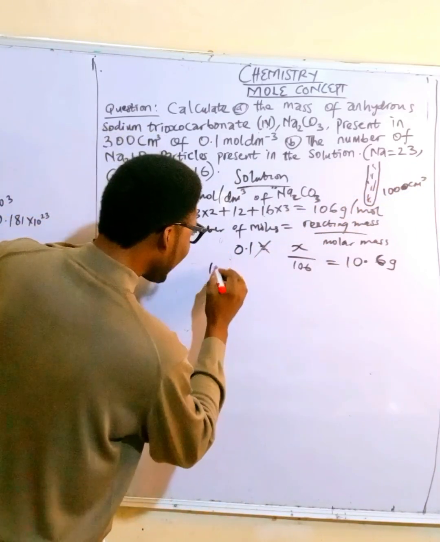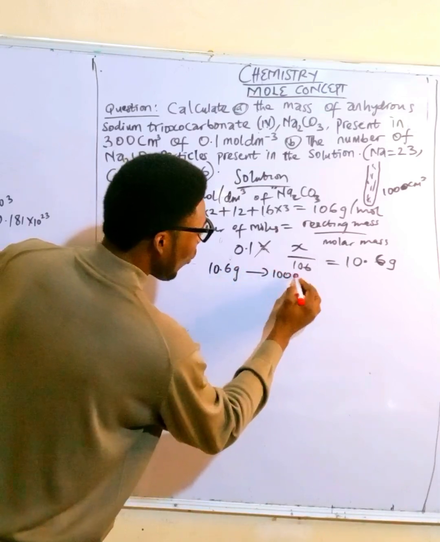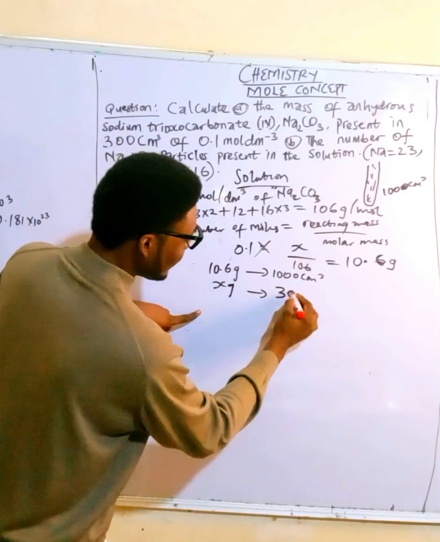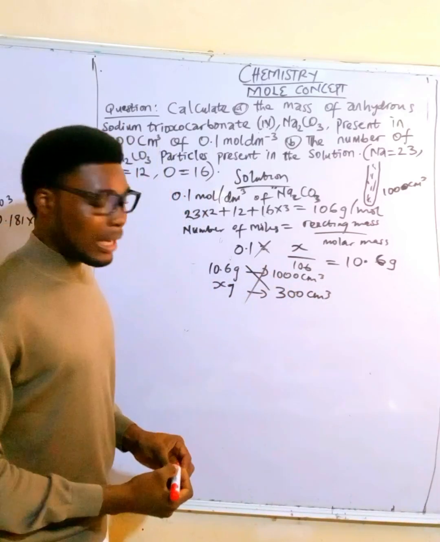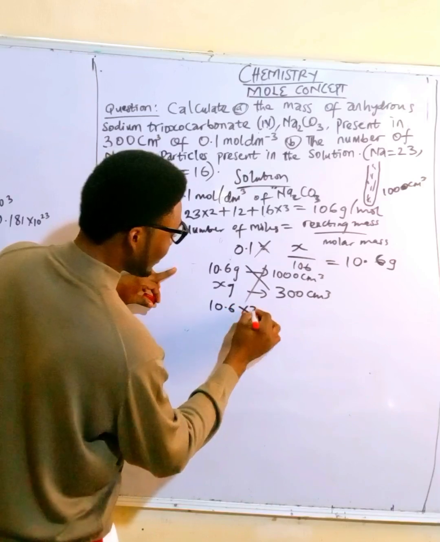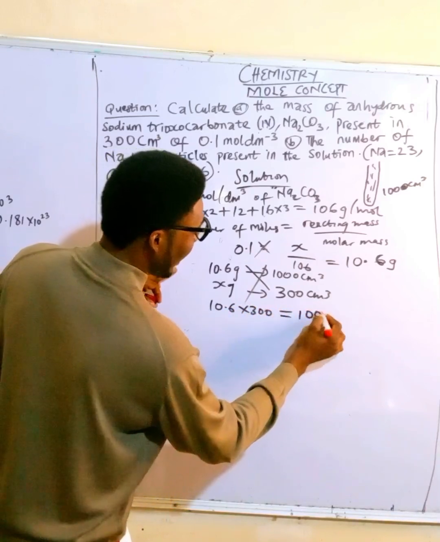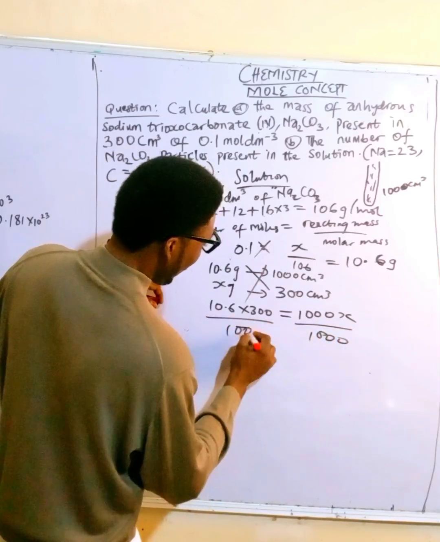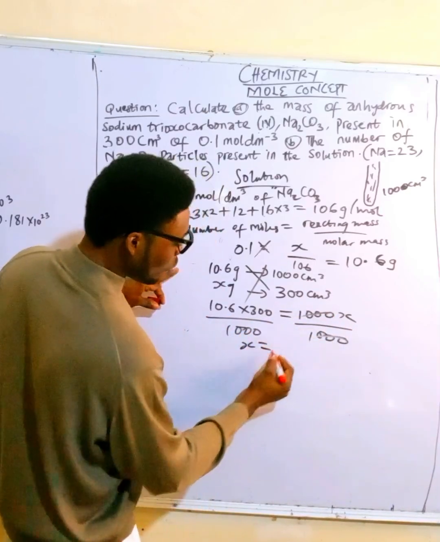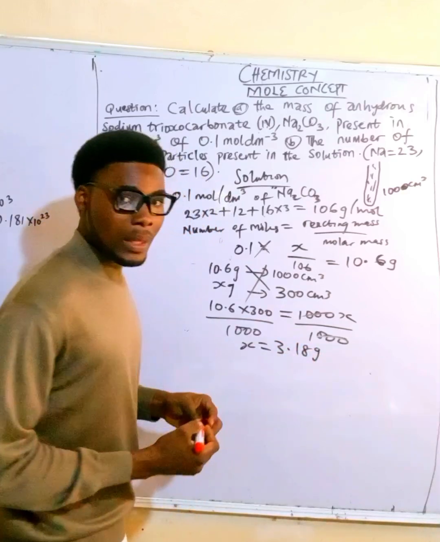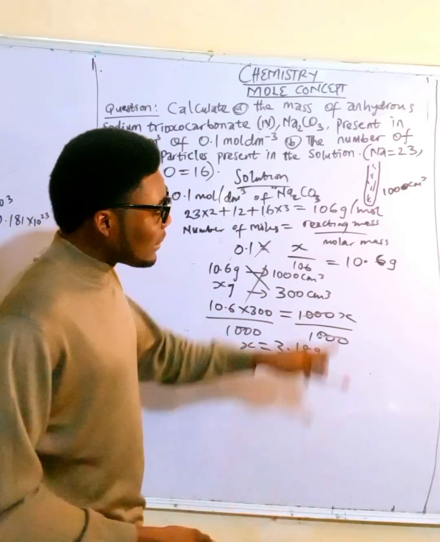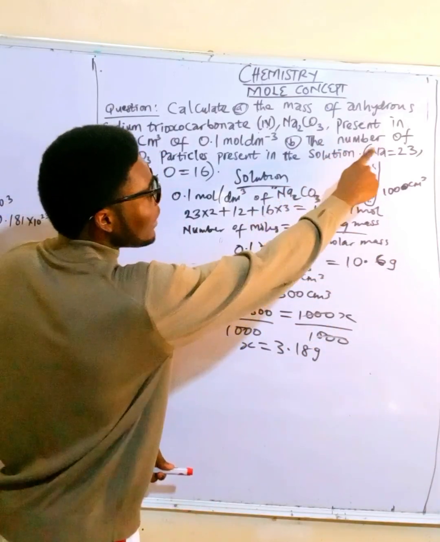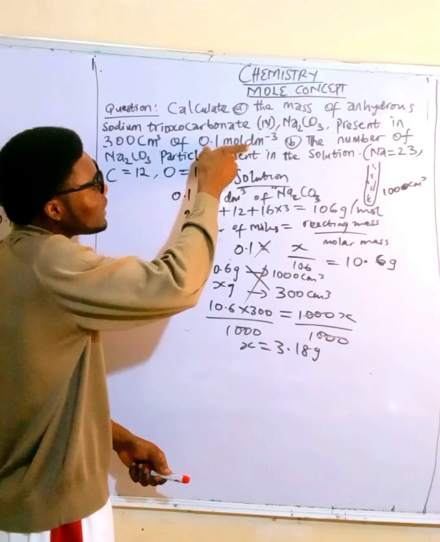All right, we dissolve 10.6 grams in 1000 cm cube. So what is the mass that will be present in 300 cm cube? If you do all of this calculation, this will be 10.6 times 300 equals 1000 x. Then 3180 divided by 1000, so x will be equal to 3.18 grams. You dissolve 10.6 grams in 1000 cm cube, you now remove 300. That is what is stated, present in 300 cm cube of this particular solution.